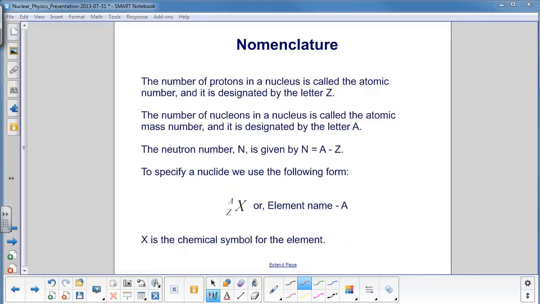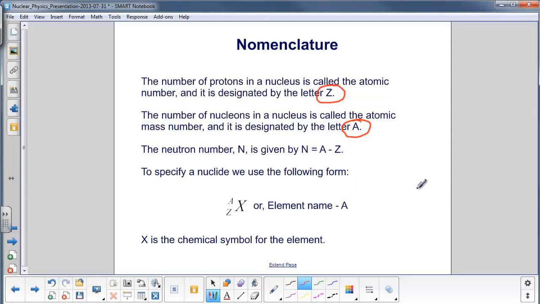The number of protons in a nucleus is called the atomic number and is designated by the letter Z. So that's the atomic number, tells you how many protons you have. The number of nucleons, and recall from the previous slide that nucleons is the total number of neutrons plus protons, is the atomic mass number, and that's shown by the letter A. So to find how many neutrons you have, you subtract the number of protons, Z, from the atomic mass, A, and you get this N. So N is A minus Z.